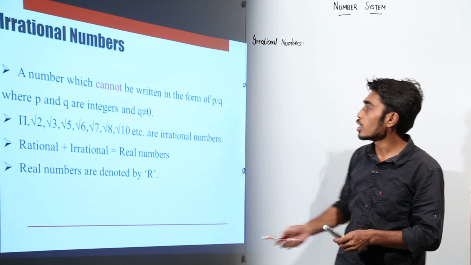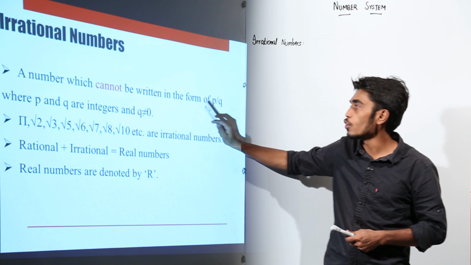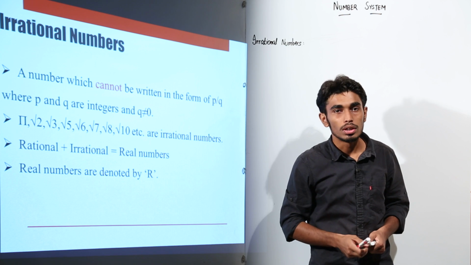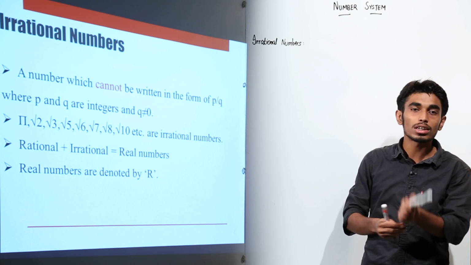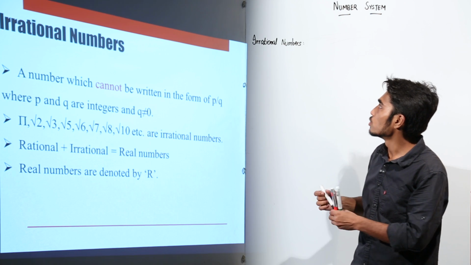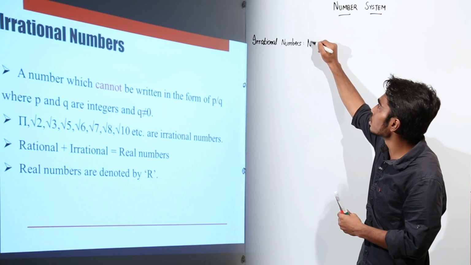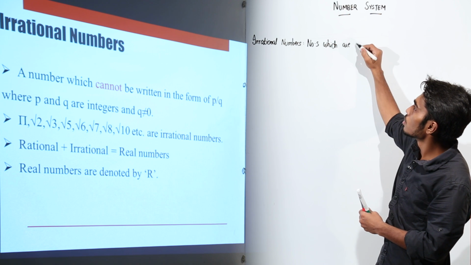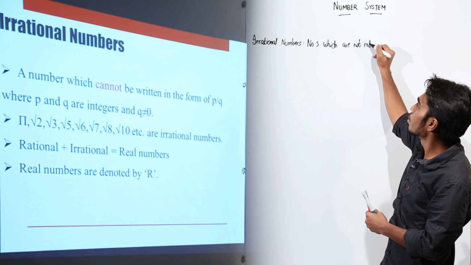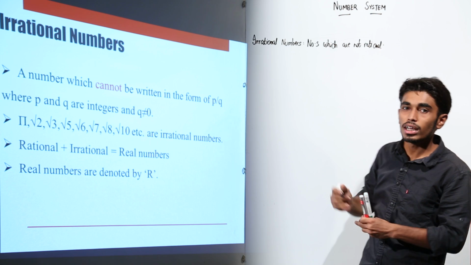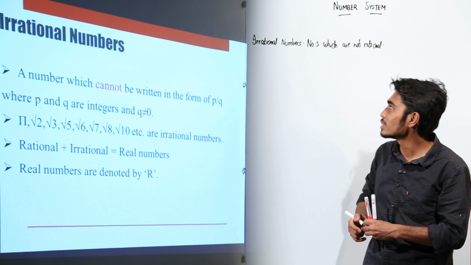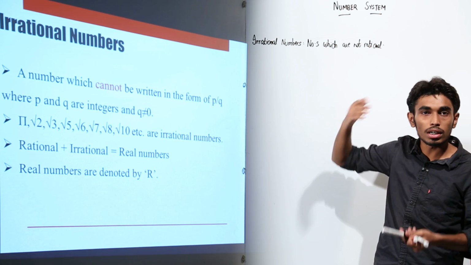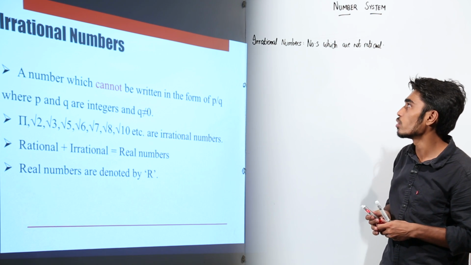So basically a number which cannot be written in the form of p by q, where p and q are integers and q is not equal to 0. Simply, a number which is not a rational number is an irrational number. So irrational numbers are numbers which are not rational, right? It might be very difficult for you to visualize these kinds of numbers with this definition, but I promise you that you will be studying a better definition in the decimal expansion of numbers.